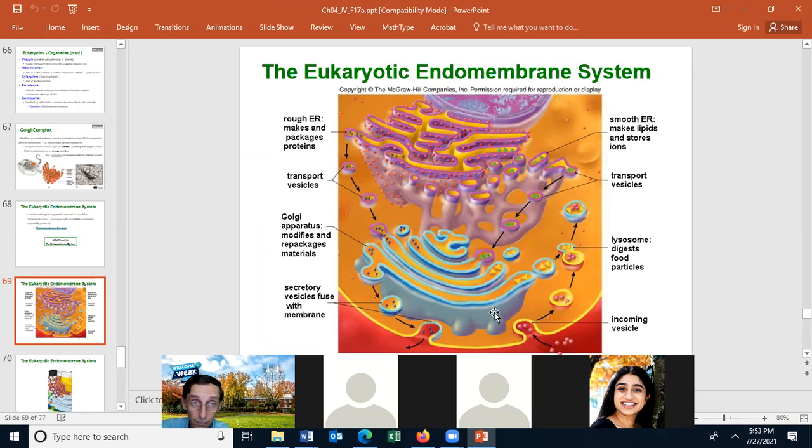We can change the protein, like removing an amino acid from the protein. And then tag the proteins and then sort them into packages which will bud out of this side of the Golgi apparatus in a vesicle, which will then take the proteins to where they belong in the cell. And that's the endomembrane system. Any question about it?